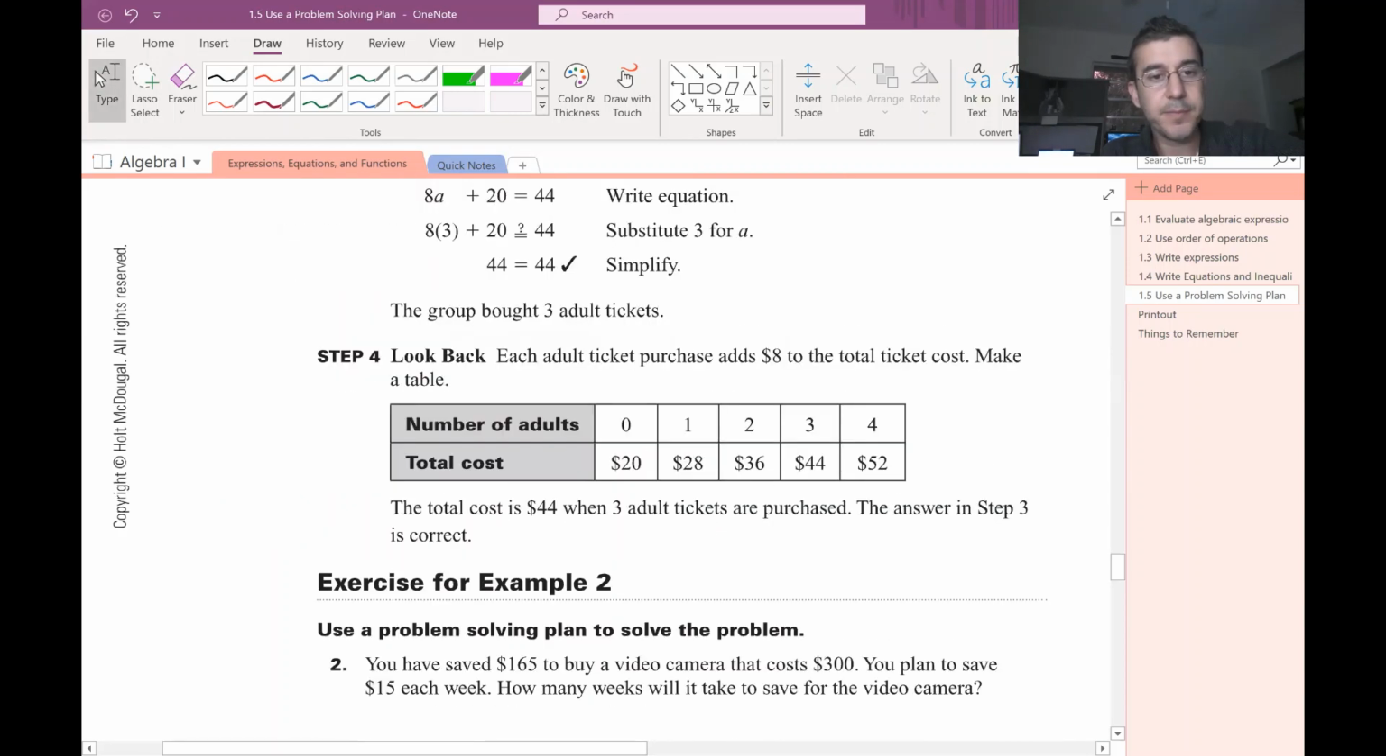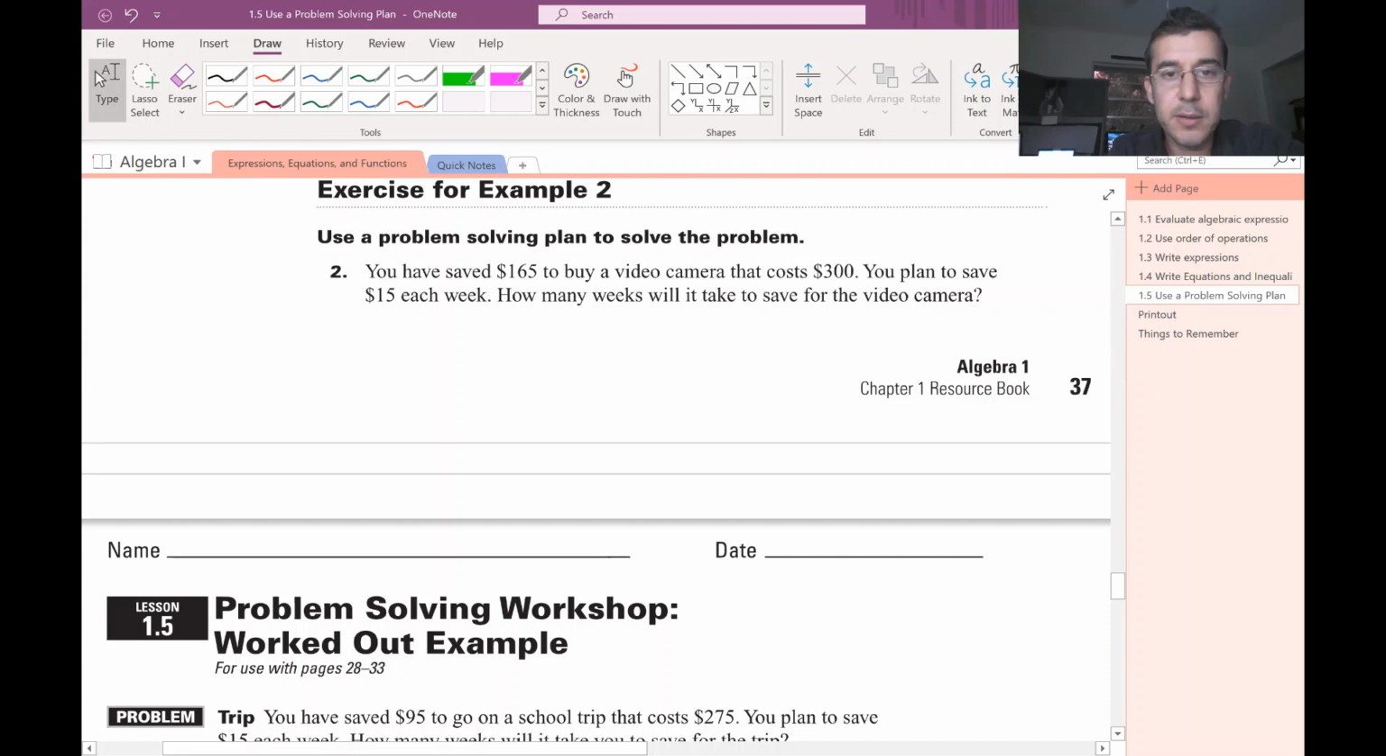Number two, use a problem-solving plan to solve the problem. You have saved $165 to buy a video camera that costs $300. You plan to save $15 each week. How many weeks will it take you to save for the video camera? Okay, so we have saved $165 plus we're saving $15 per week, but we don't know how many weeks, and we're gonna earn $300 so that we can buy the video camera.